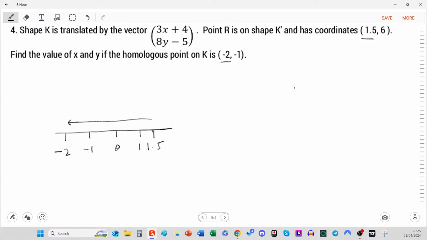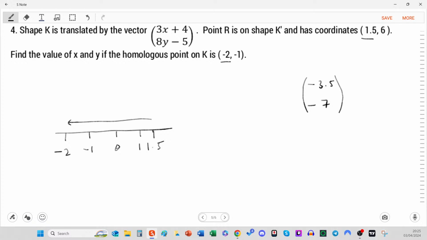Okay, so let's start setting up what the actual vector has done. It's gone negative, and we know it's gone negative 1.5, 3.5. That's how far it's gone, and then we'll do the same for the y. It started at 6 and it's gone down to -1. So actually that's gone down as well by 7. So as you can see, this is the actual transformation that's happened.